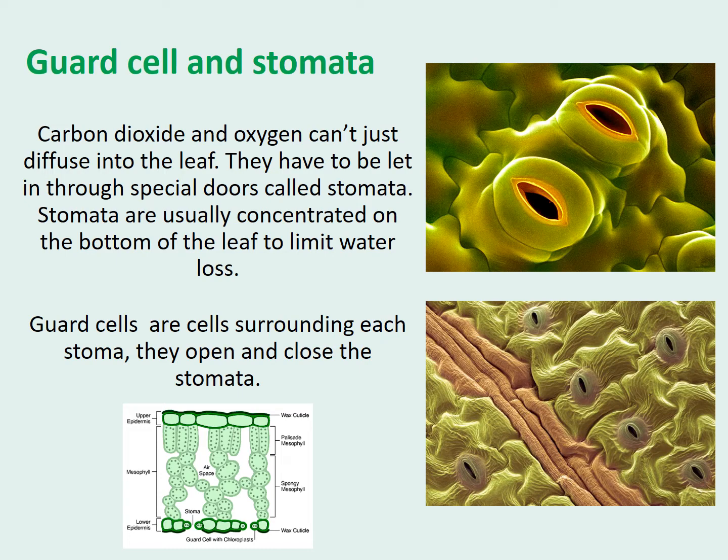They will close if the plant is losing too much water, because water will actually move through the stomata as well, which is why you find most stomata at the bottom of the leaf instead of the top, because that will reduce the amount of water that the plant will lose.